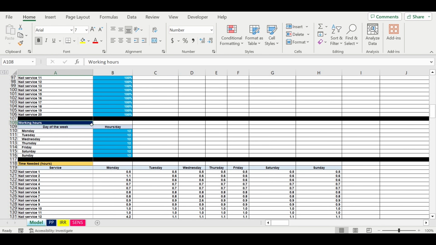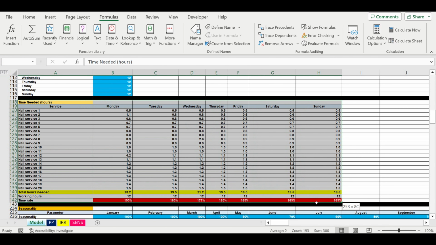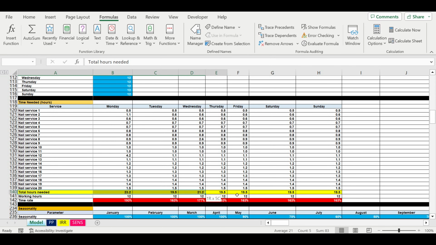Now we're moving to the nail studio working hours. In this block of inputs, we set up the amount of working hours for each day inside the typical week. The next table is very important. It makes us feel confident about the revenues of our business idea. Here we can see the total amount of hours needed daily for the amount of nail services that we set up in our sales plan.